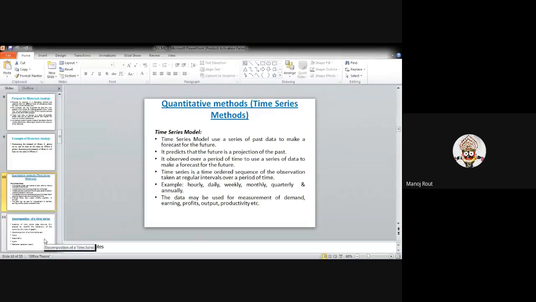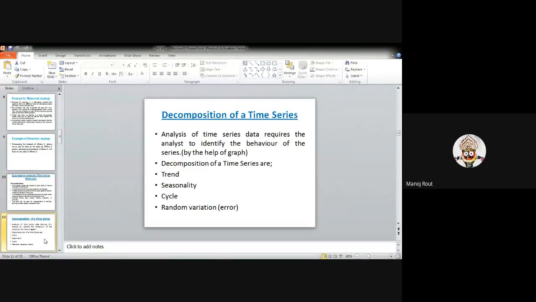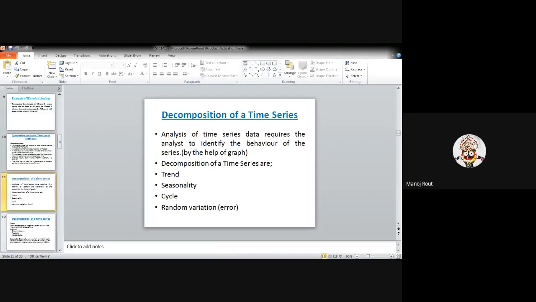Next, the decomposition of this particular time series model. The analysis of time series data requires identifying the behavior of the series with the help of a graph. The decomposition of a time series includes trend, the next one is seasonality, the third one is cycle, and the fourth one is random variation or errors. We'll discuss them one by one. Going to the next slide.